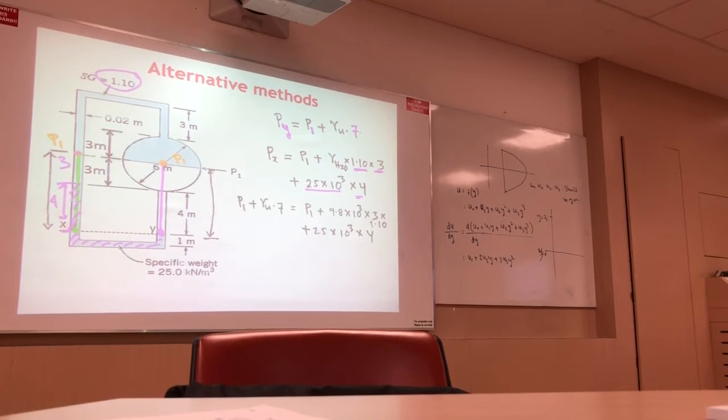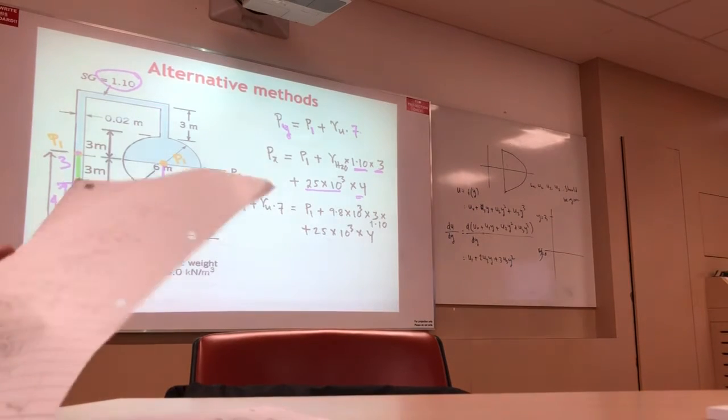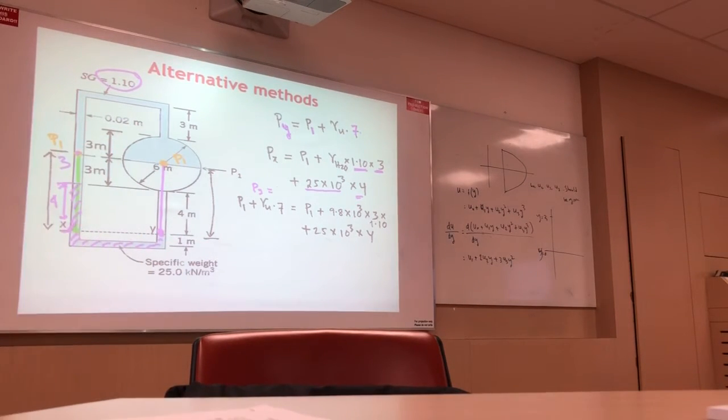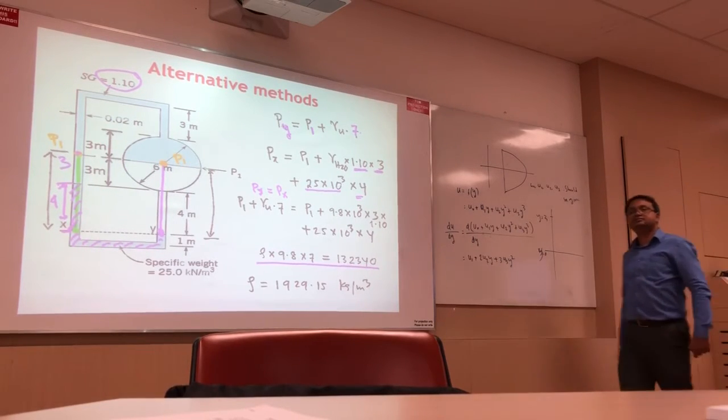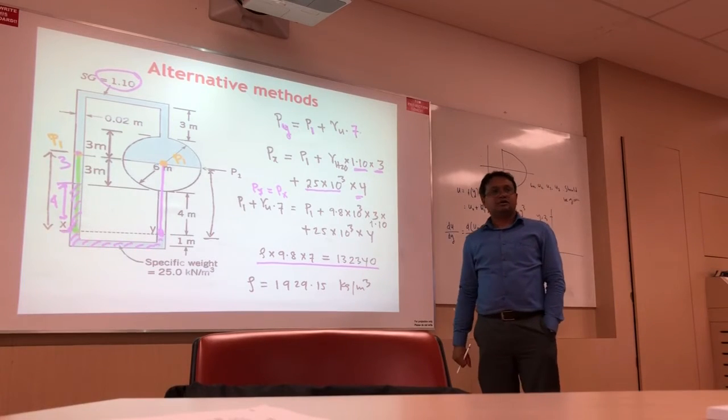Alright. Then I can write Px and Py are the same. Py is equivalent to Px. Then I substitute the numbers and finally I get this equation. Same answer, I can say. Understand?